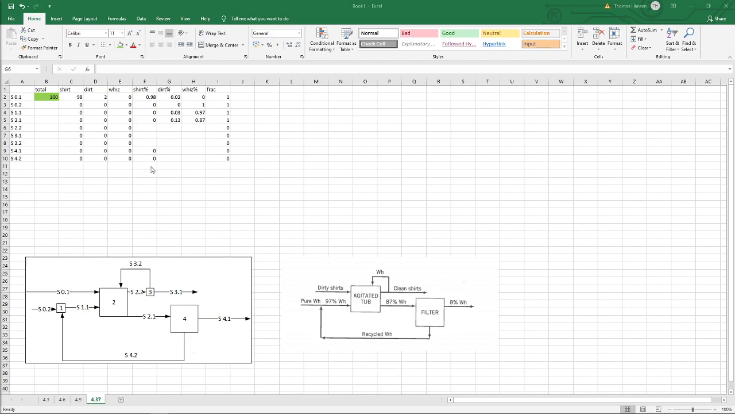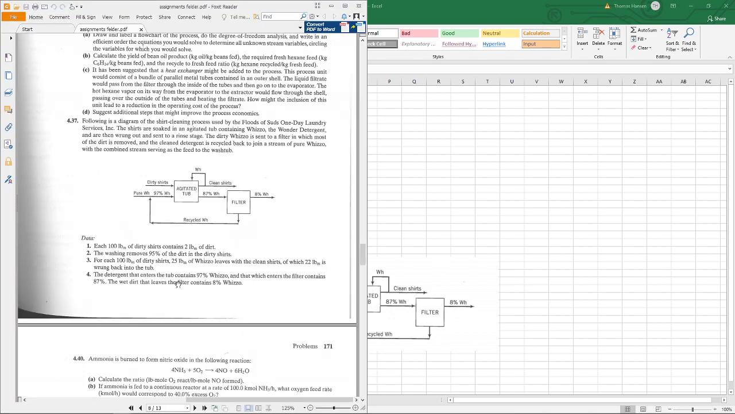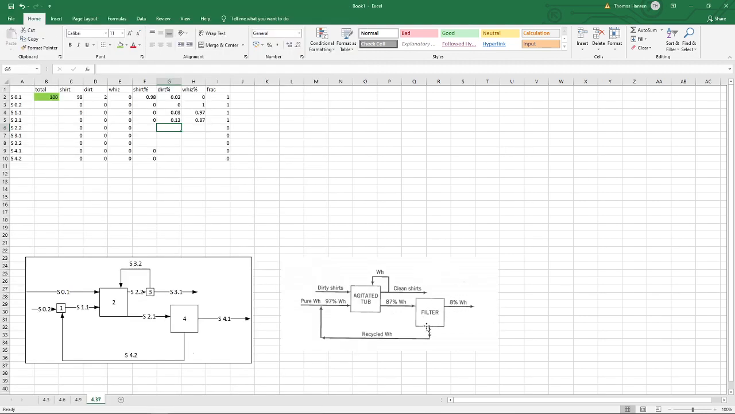We're also being told, what stream is that? We'll just find this one. So here, we can actually see it. You can see that our exit stream 4.1 contains 8% Wizzo. So that is our 4.1, contains 8%. And immediately we know the percentage of dirt in that stream. That is all we are being told.